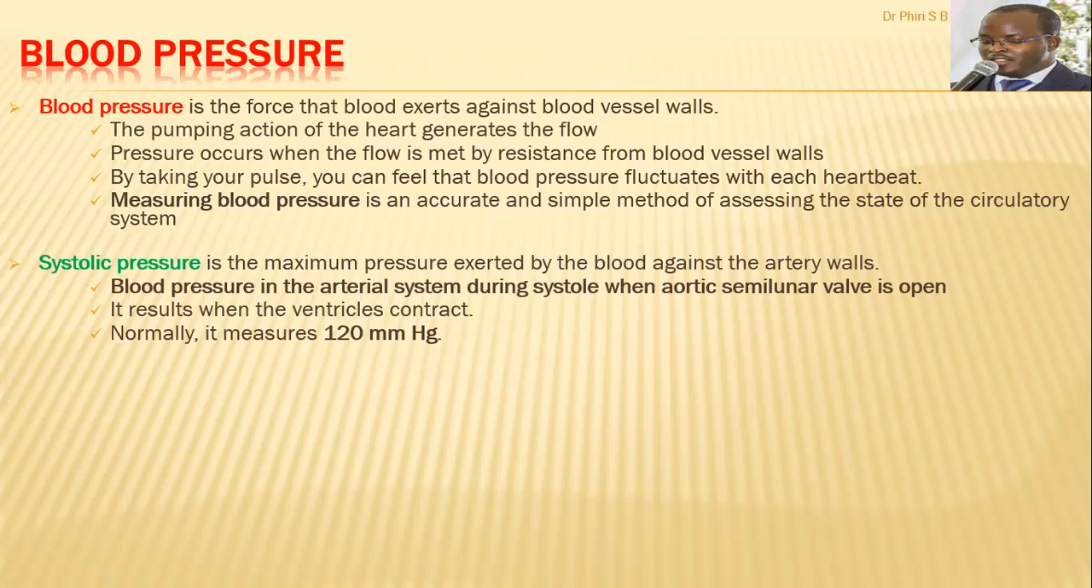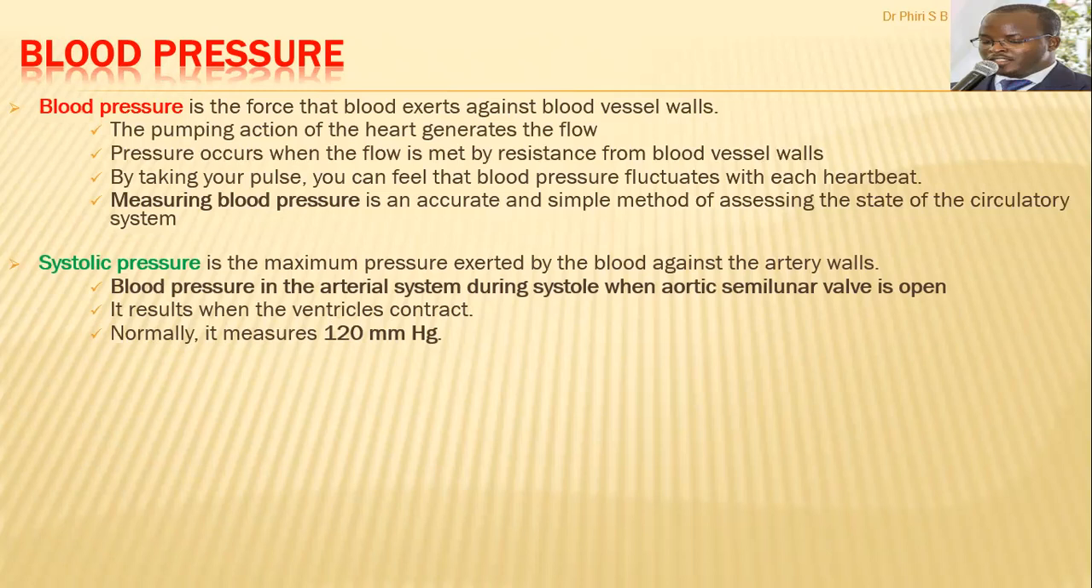So you're going to measure this during systole, when the heart is contracting and the aortic semilunar valve is open. For this blood to be ejected into the aorta or the pulmonary trunk, the semilunar valves need to be open. So you have the aortic semilunar valve and the pulmonary semilunar valve that need to be open for you to get the maximum pressure within the arterial system. This is as a result of the contraction of the ventricles.